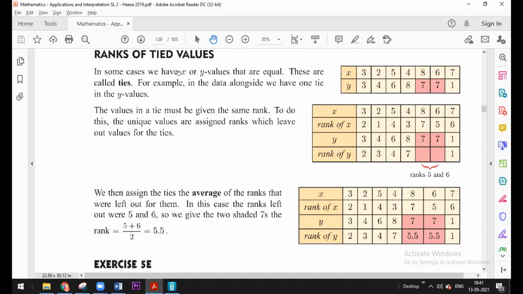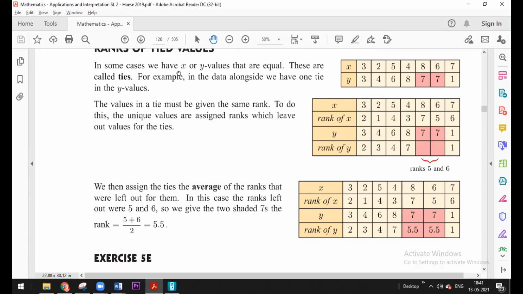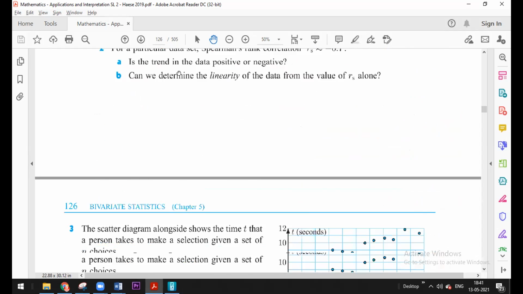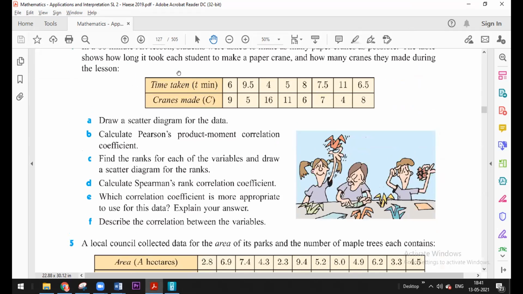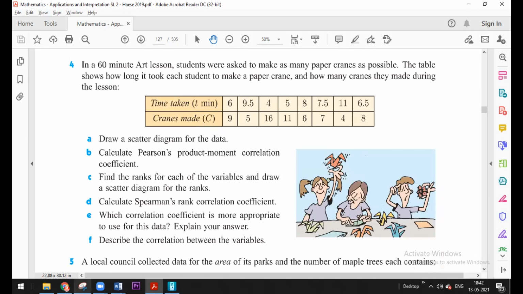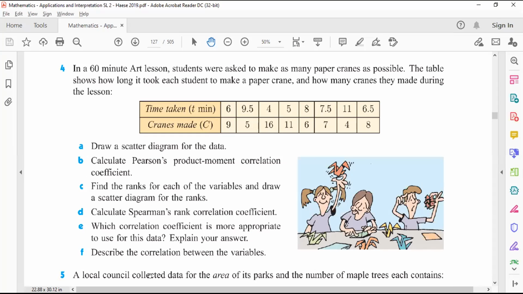Hello? Yes, sir. Now I'll go to the, okay, this is the easy question, the fourth question. Now try that. So you got the concept now? Yeah, I'm just trying to draw a scatter diagram of the file. Calculate the coefficients.